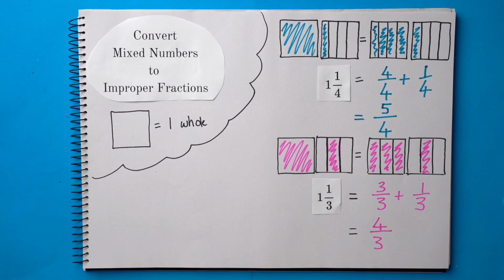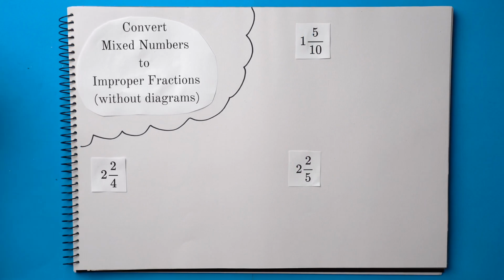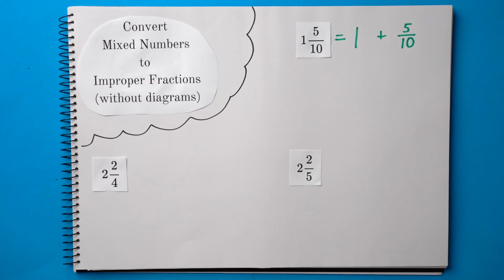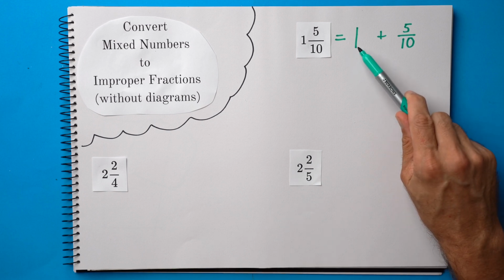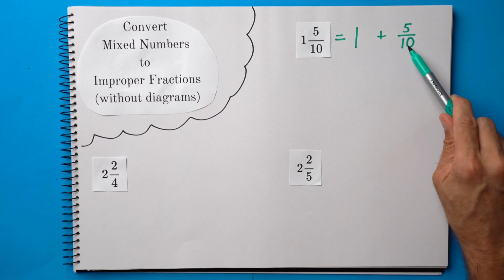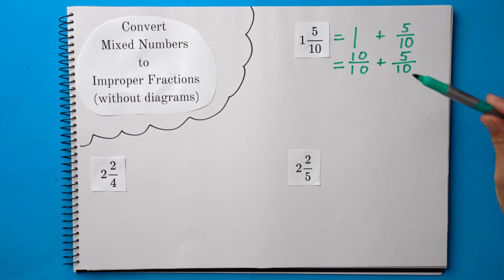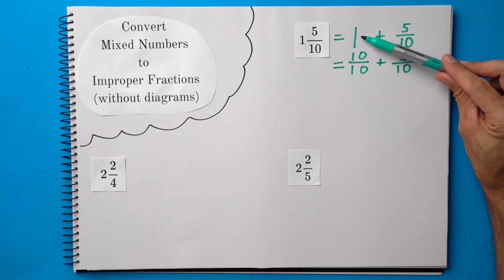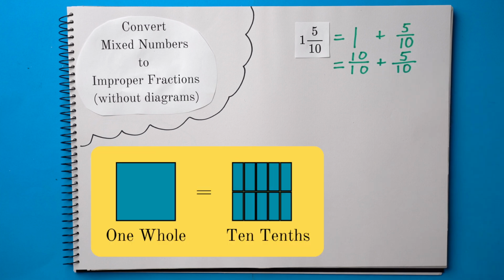Now we're going to have a look at another example without a diagram. I think you're going to find a diagram very helpful when you start to convert mixed numbers to improper fractions. But there probably will come a time where you don't want to draw diagrams for every single one. The first step here was to separate it into the whole number and the 5/10. The next step was to convert the 1 into 10/10, since 1 is the same as 10/10. And the 5/10 I've just rewritten as 5/10.